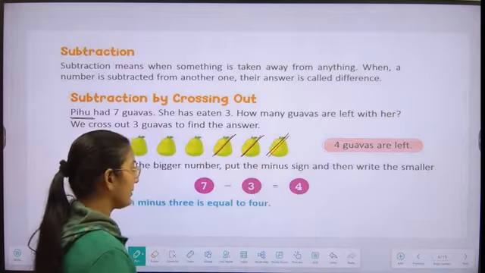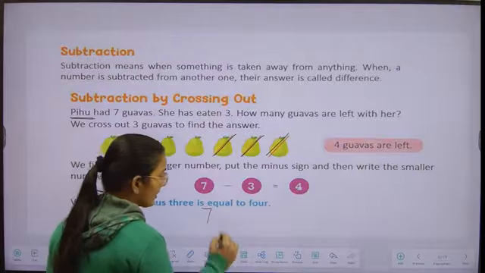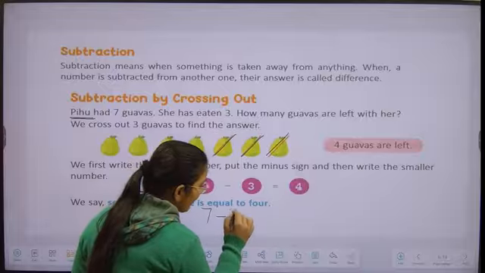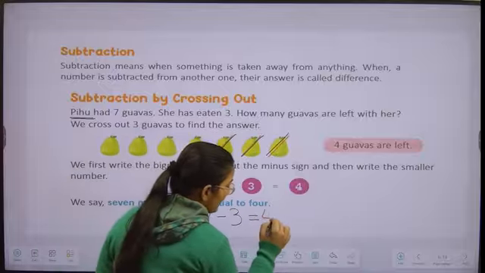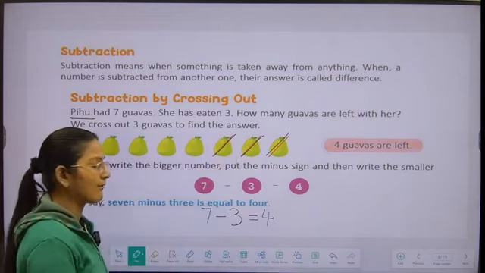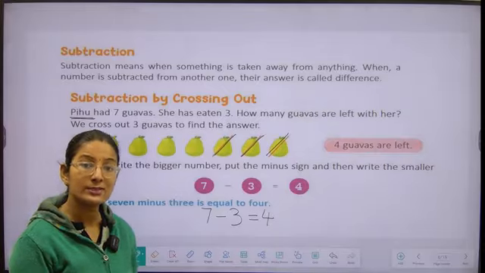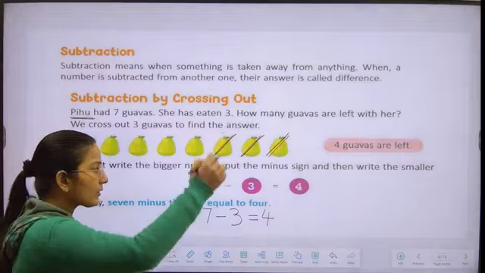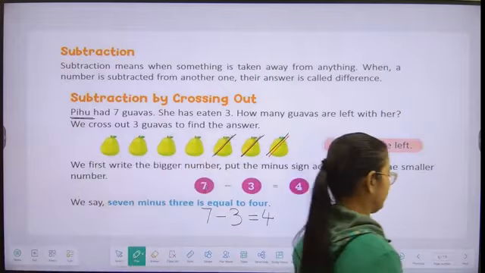So how can we write it? We can write it just like this. She has 7 guavas. Out of the 7 guavas, she ate 3 guavas. Now how many guavas is she left with? 4 guavas. Is everyone understanding how we can do subtraction by crossing out? Very good, students.